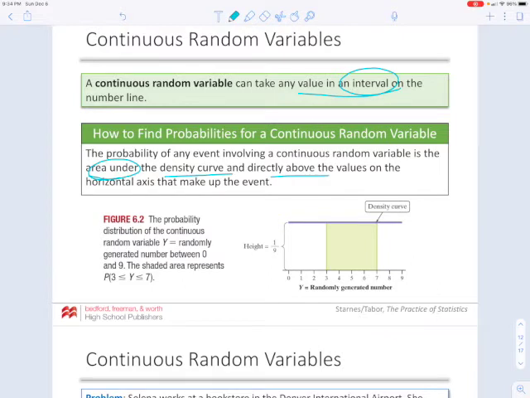So it's the area. In this particular graph that we have here, it's the area of this box. Here we have a rectangle, and to find the area of a rectangle is base times height. So that's how you find the area.